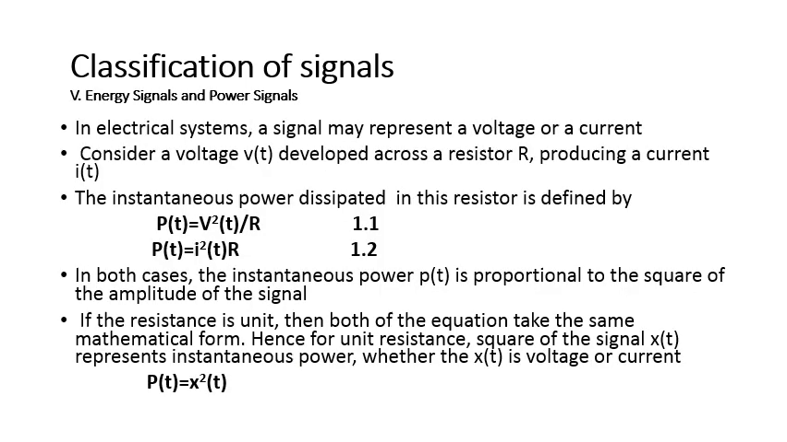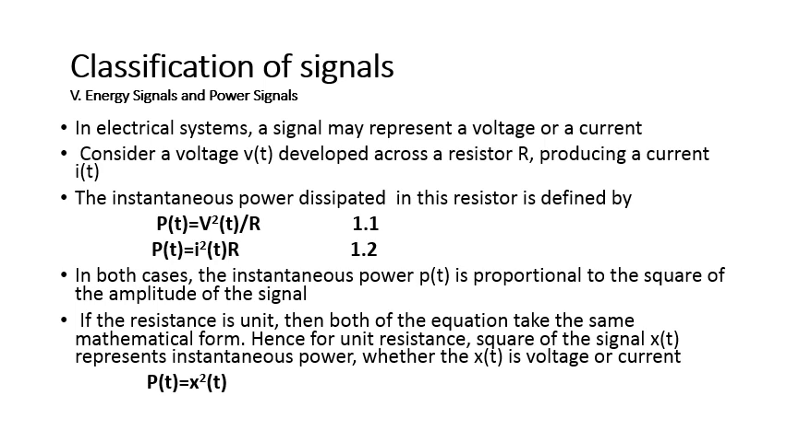So the final category of classification of signals is energy signals and power signals. If you talk about electrical engineering, we have two types of signals, that is voltage or current. Voltage and current. So we have these signals.